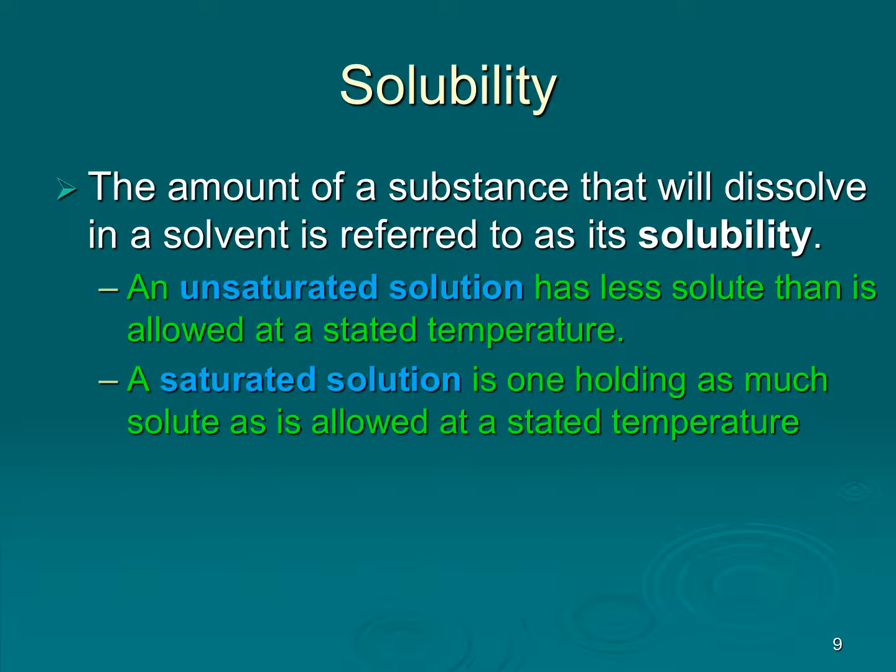If you put some solute into a solvent and it's not at the maximum, then we call that an unsaturated solution. It has less solute than is allowed, so you still could add more. An unsaturated solution means you could still add more, and more will dissolve. A saturated solution is one that is holding as much solute as is allowed at a stated temperature. We'll talk more about temperature and pressure in a minute, because as you can imagine, if you heat it up, you can often add more. But a saturated solution is one holding as much solute as is allowed at a stated temperature.